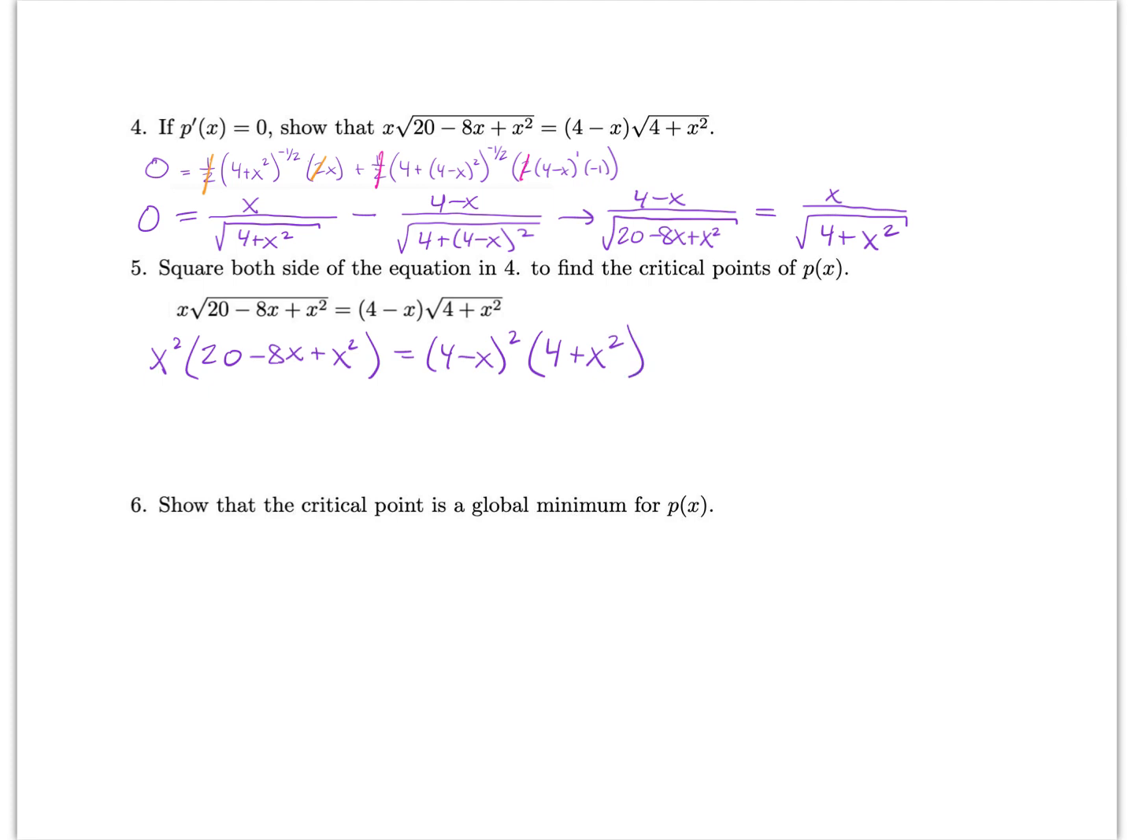Okay, and I want to solve this equation because this will be my critical points of P. So let's see, I'm going to distribute my x squared. So I have x to the fourth minus 8x cubed plus 20x squared equals, when I square 4 minus x, I get 16 minus 8x plus x squared, and I'm going to multiply that by 4 plus x squared. Distribute on the right.